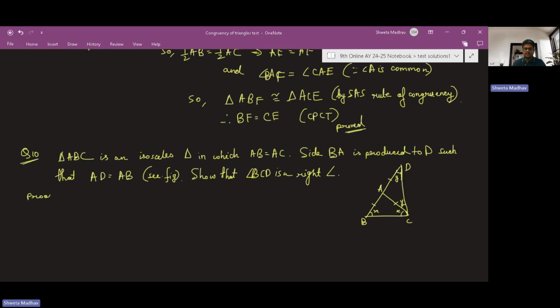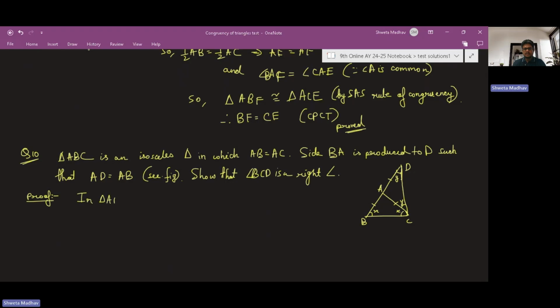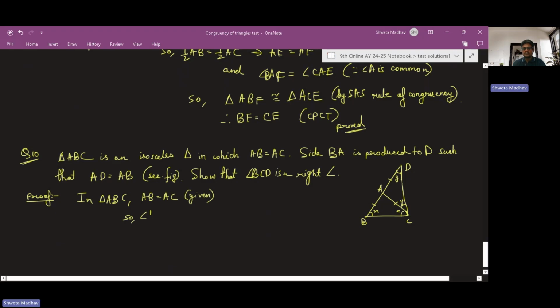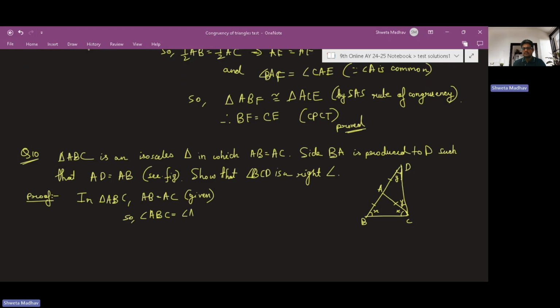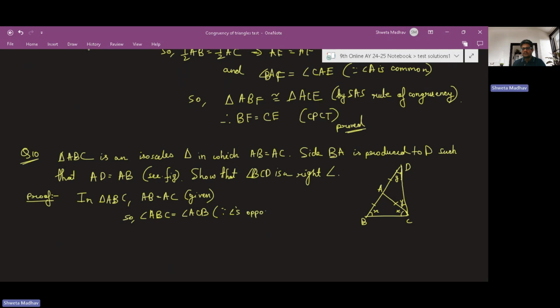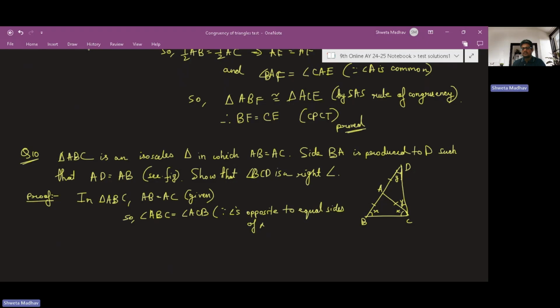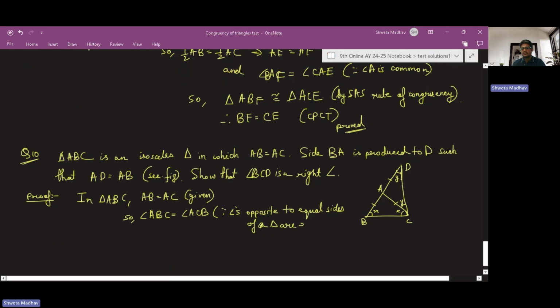So how to write the proof? We will write the proof like this. In triangle ABC, AB equals AC, which is given. So we can say that angle ABC is equal to angle ACB, since the angles opposite to equal sides of a triangle are also equal.